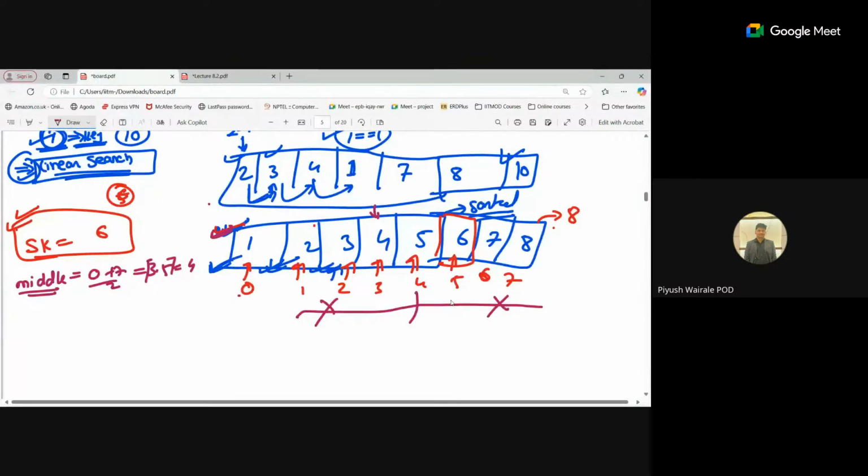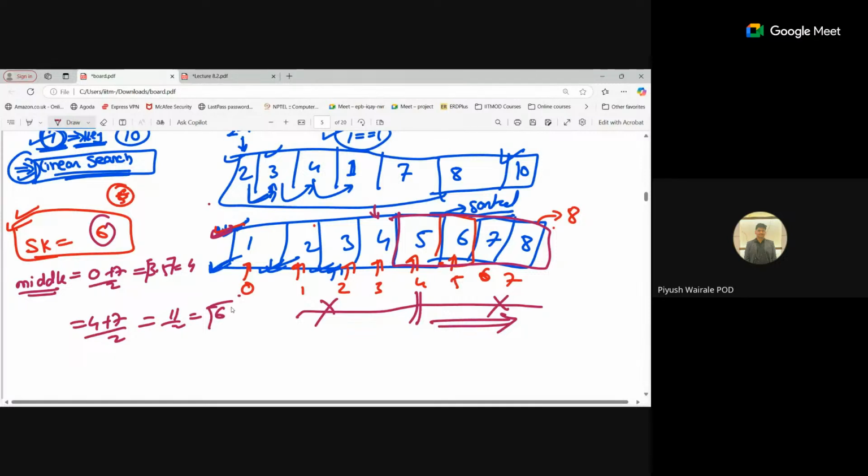So simply now what will happen? I will compare the fifth element, whether it is equal to the search key or not. That is not true, so I'm going to search only on this particular side. Now I will take this particular list. Again, I will find the middle element for this. That is 4 plus 7 divided by 2, that is basically 11 divided by 2. So what will the floor value be?